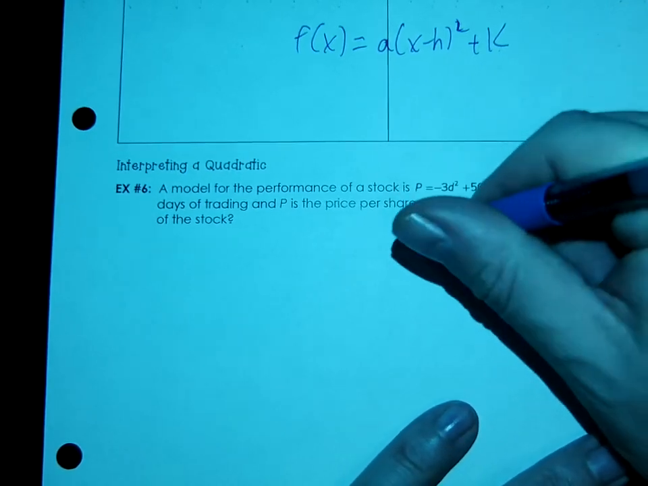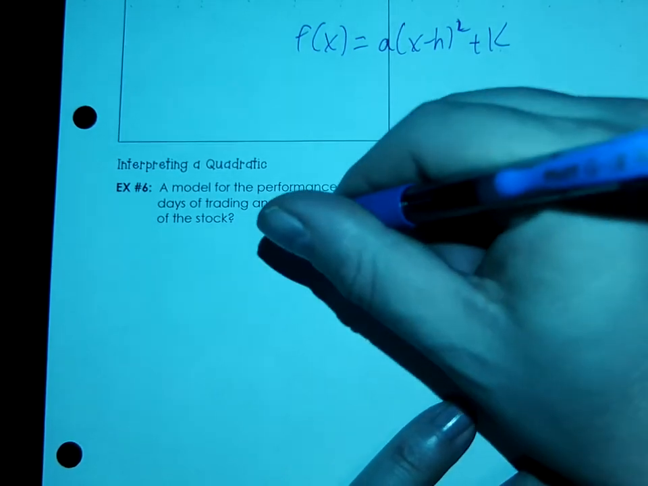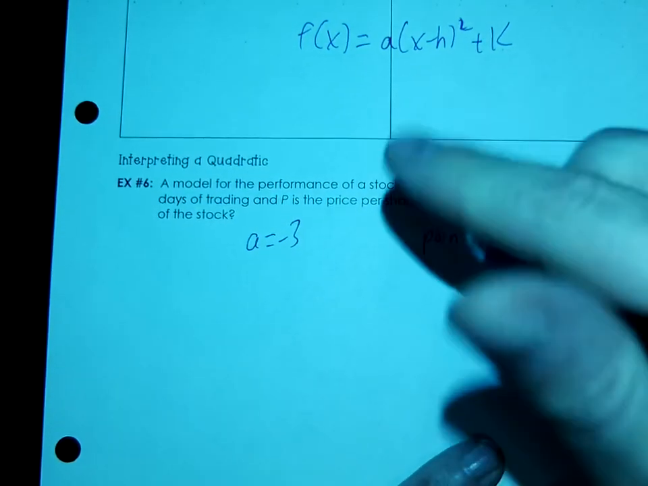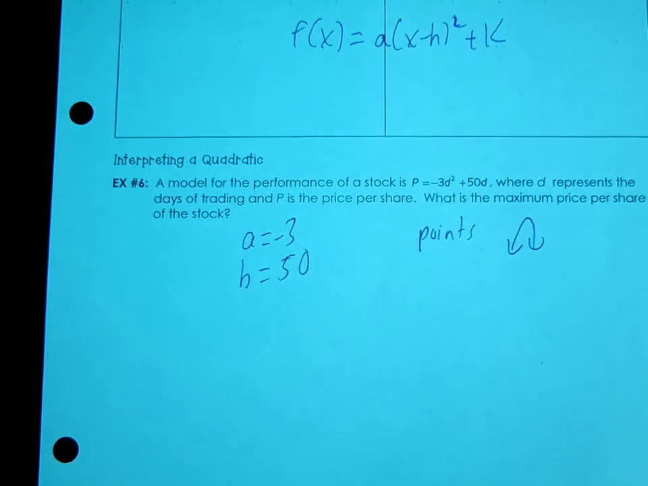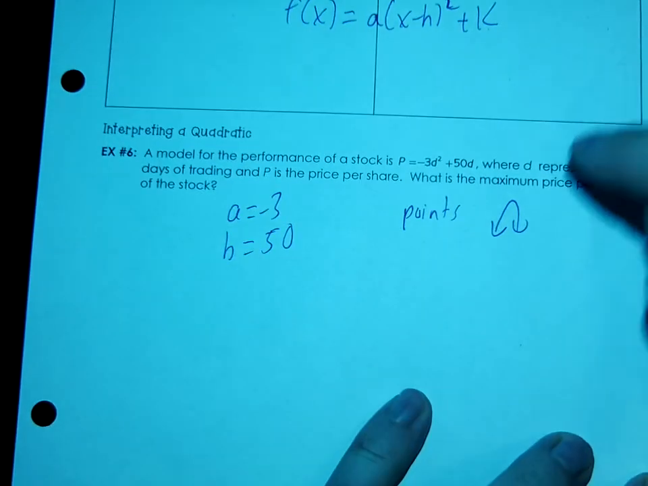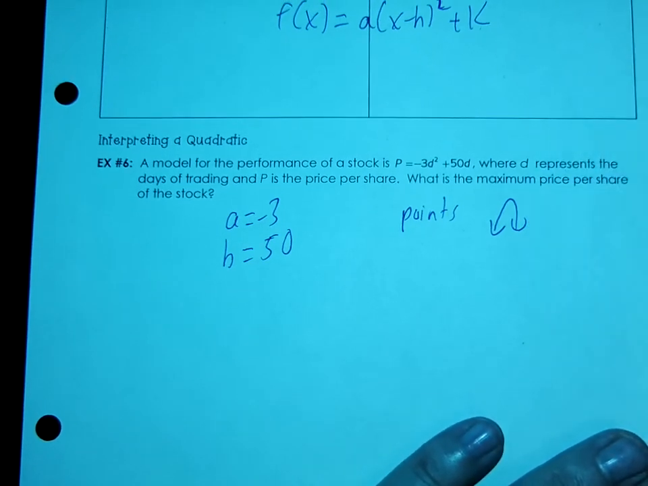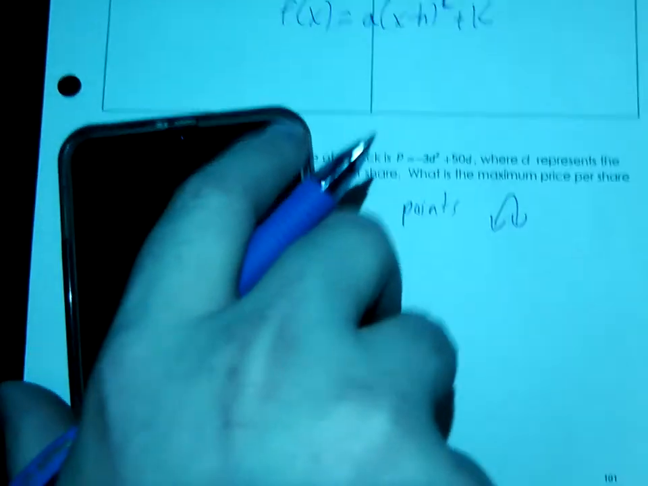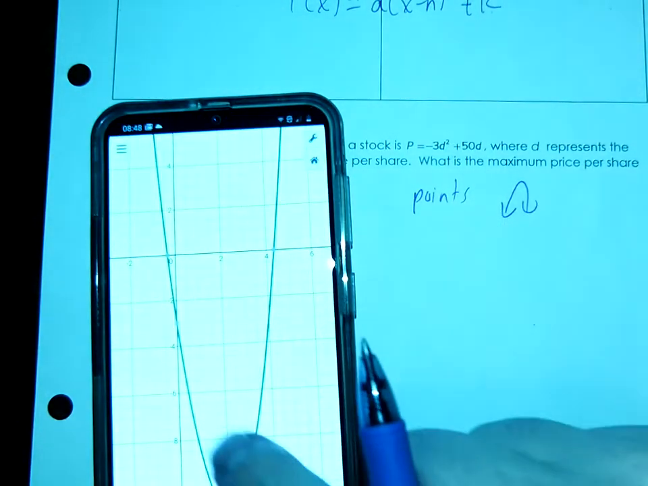So what I'm going to first off talk about here is this points down, because a is negative 3, and b is 50. So what that means is this is going to have a maximum price. It's not pointing upwards. If it was pointing upwards, it would have a minimum price. So what is the maximum? Well, it's the vertex. The maximum price is the vertex of this stock, which you can find using your graphing calculator. So let me just do this one with the graphing calculator directly instead of doing the equations.